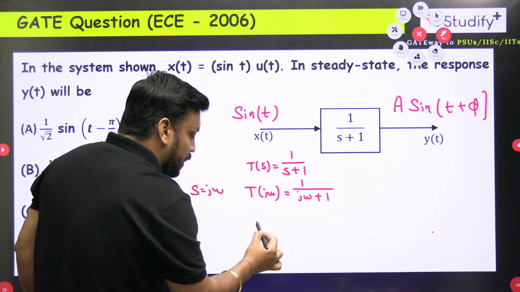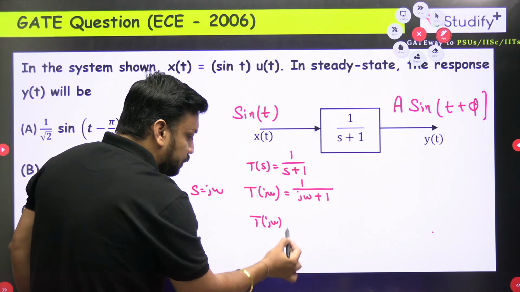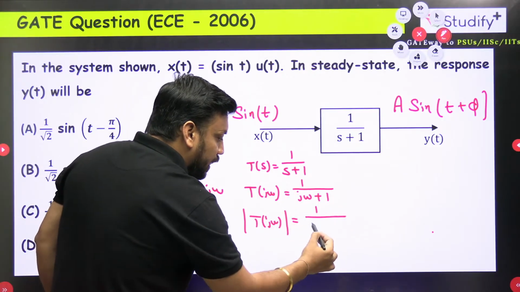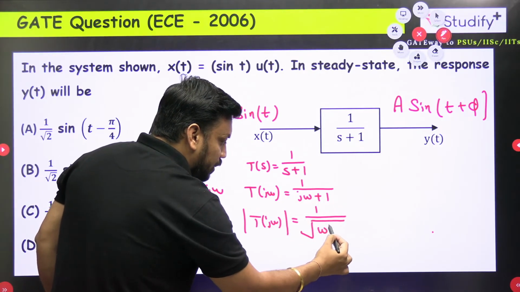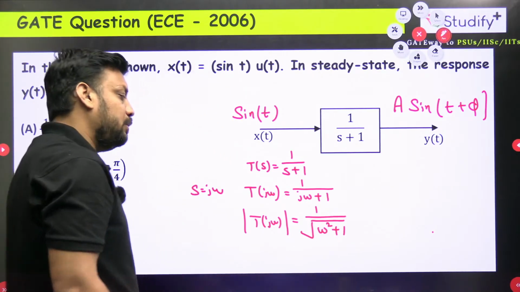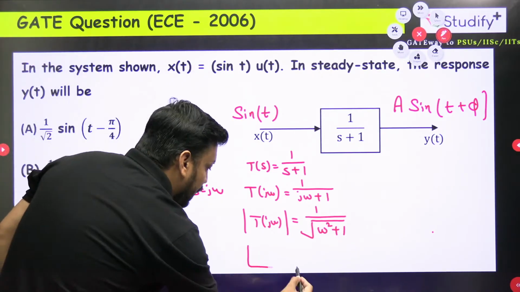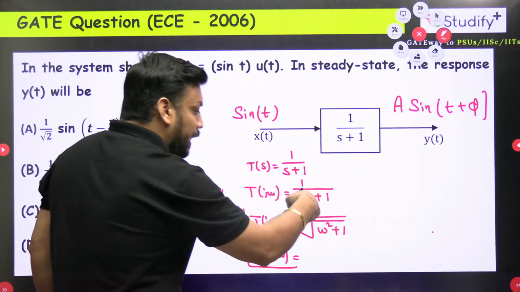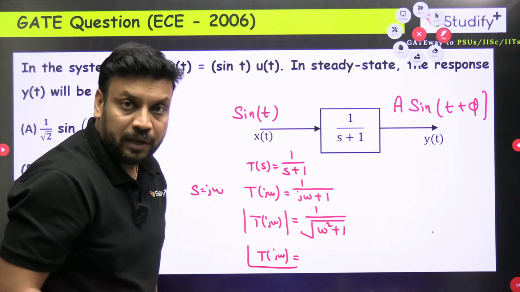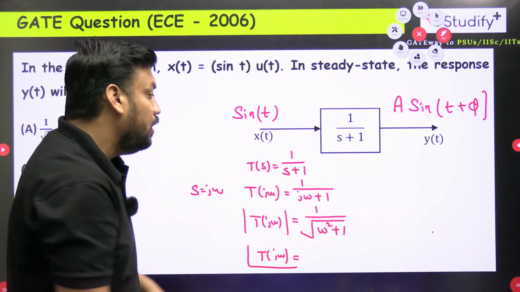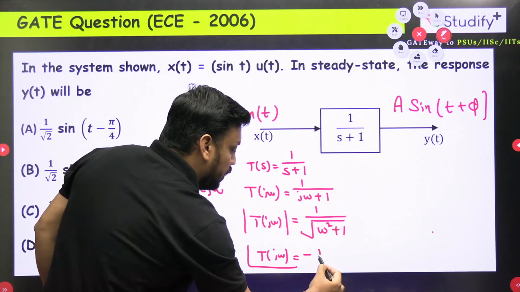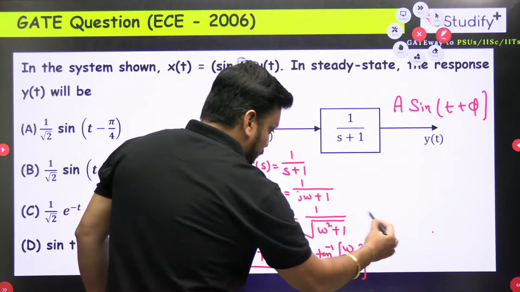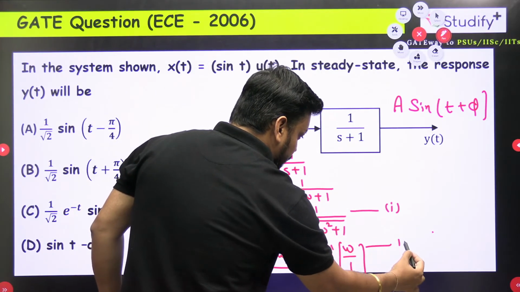This is T(j omega). What is the magnitude of T(j omega)? We all know that the numerator carries only one constant, so one only, and for the denominator you take the magnitude, under root of real part square plus imaginary part square. Now what is the angle of T(j omega)? The angle of numerator 1 is 0. The angle of denominator gives tan inverse omega by 1, tan inverse imaginary upon real, and once you shift it from the denominator, the angle will be negative, so it will be minus tan inverse omega by 1. Yes or no? So let me call this equation 1 and equation 2.